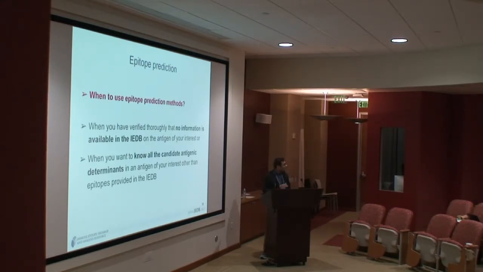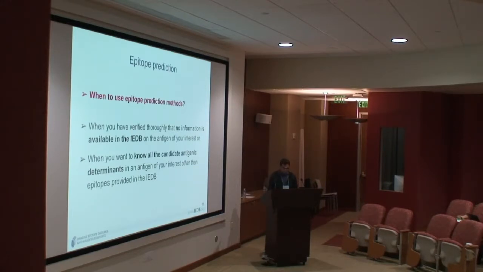Before diving into that, I guess Sinu and Sandeep mentioned these points, but when would you want to use epitope prediction methods? It is when you have searched through IEDB and you don't see any information available on epitopes in the protein you're interested in. Then of course, by all means, you can go ahead and use epitope prediction methods. But there is a second scenario as well. Even though epitopes are available in the IEDB, you might want to know all antigenic determinants, all epitopes that could be present in the antigen of your interest.